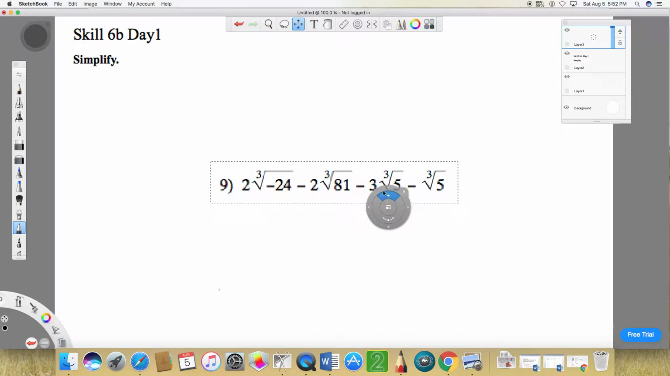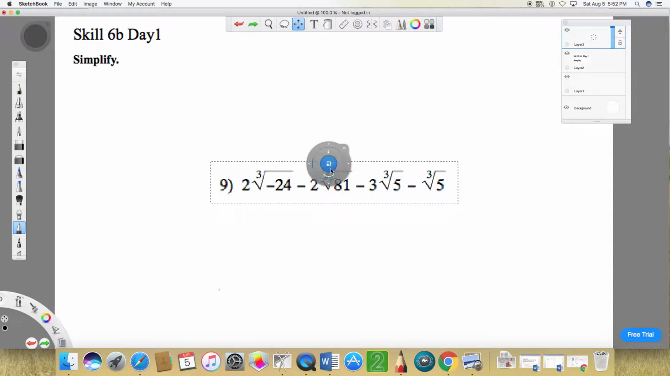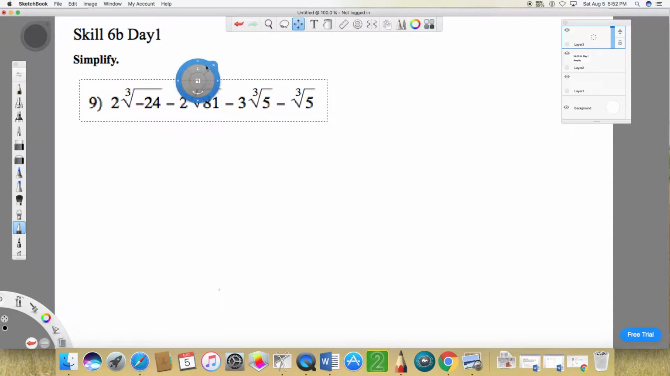So they've given us more terms, but it's still the same. Ooh, it's still the same idea. How do I do that? Can I undo it? Yeah. Still not used to this software.